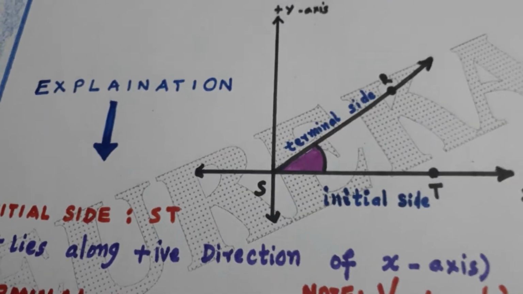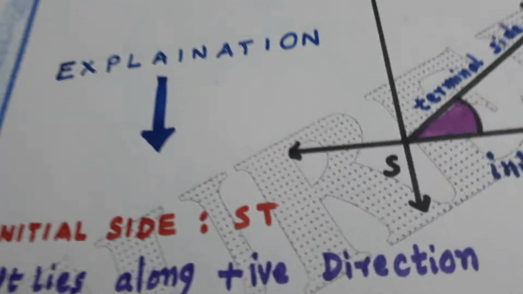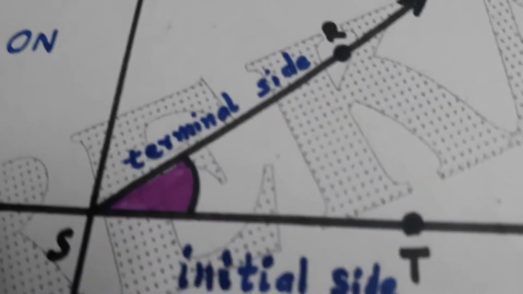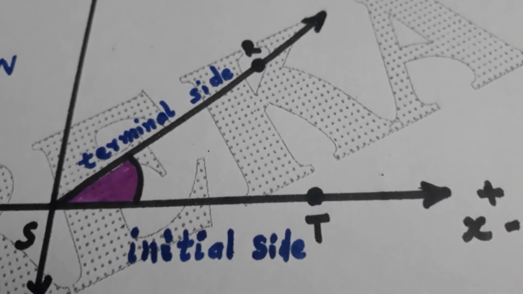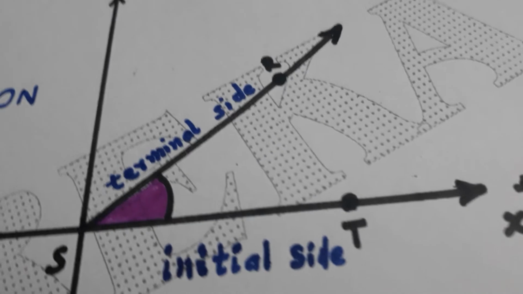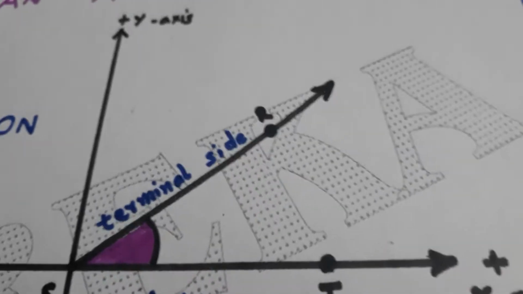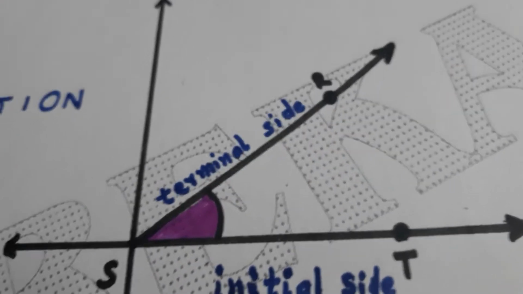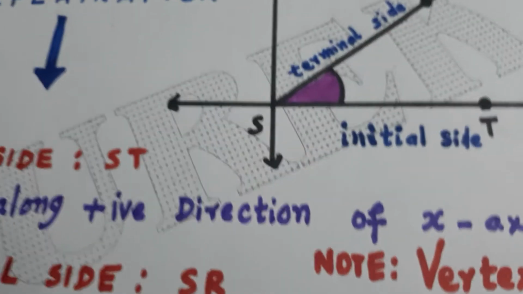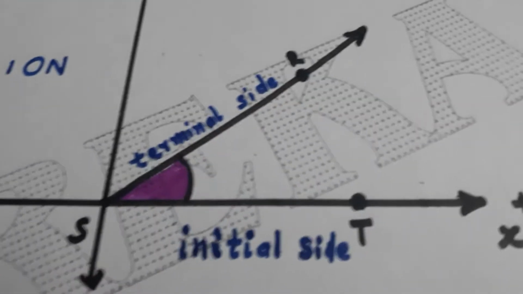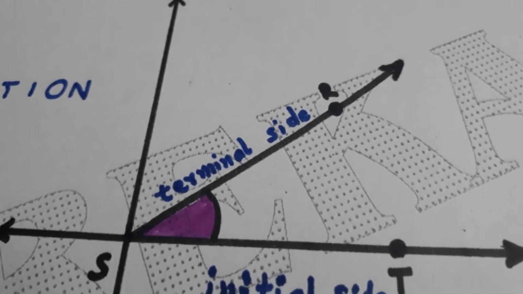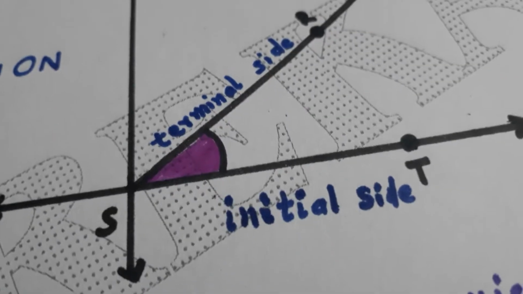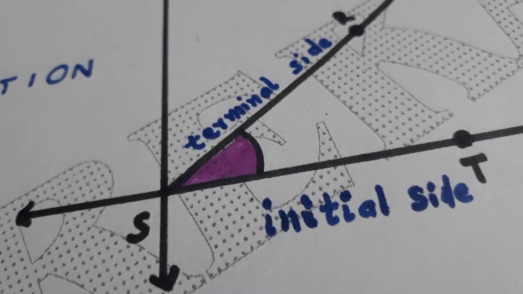So this form is called the standard form. So standard position of the angle is one arm is on the positive direction of x-axis and the other arm can be anywhere. Now in this case, ST is the initial side and SR is the terminal side. The vertex of the angle is at the origin.